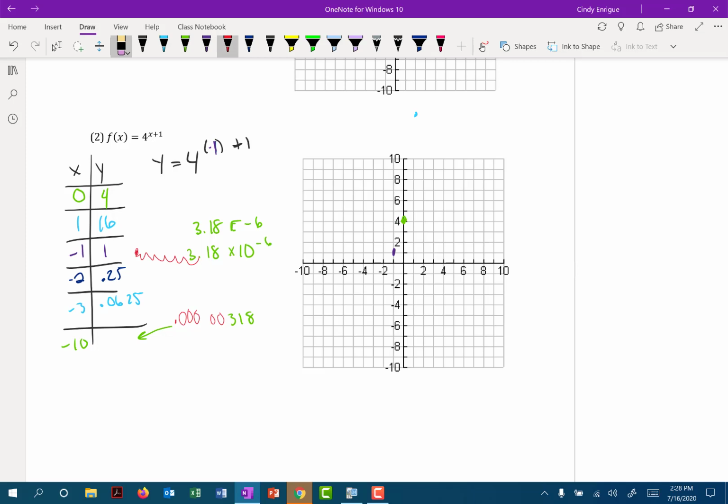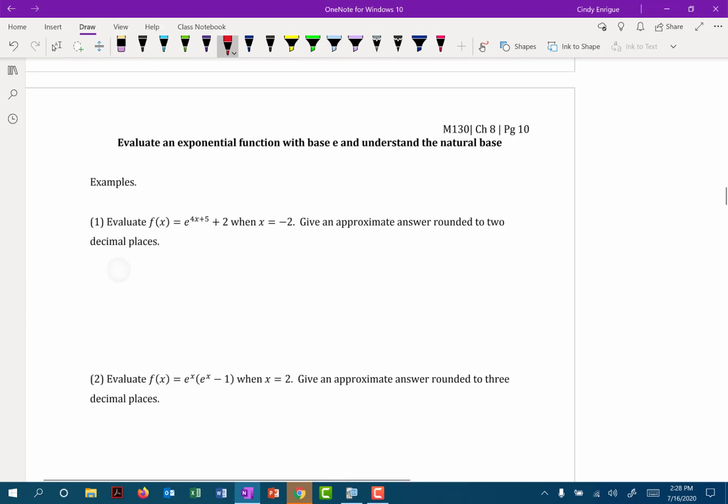And then we have a negative 2, 0.25. And then we have our negative 3. And we have our negative 10, which is just getting closer and closer to the x-axis, but never really crossing it. And notice here that my asymptote is exactly on the x-intercept. Okay, and that's my graph.